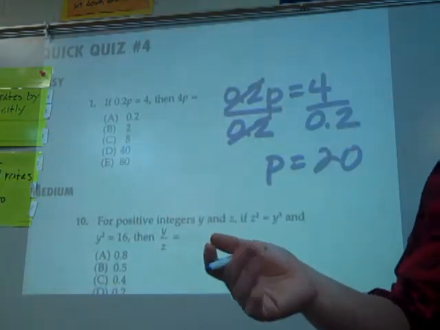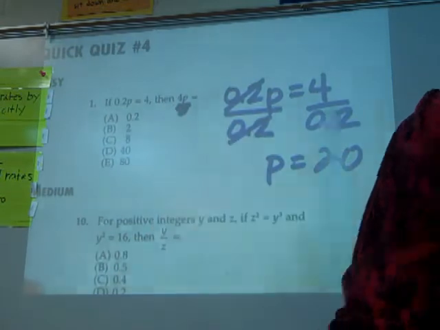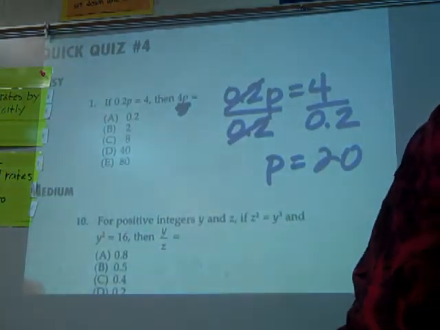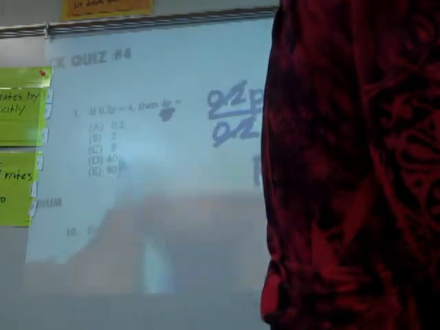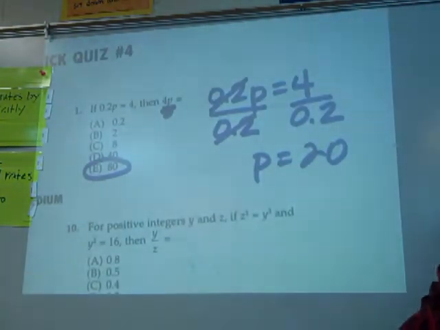So then 4p, remember that's the tricky part of this one, is you're not looking for p, you're looking for 4p. So the answer here would be 80. Did y'all get that one?